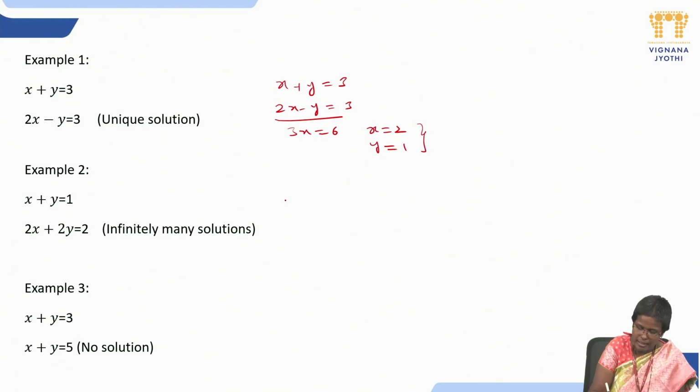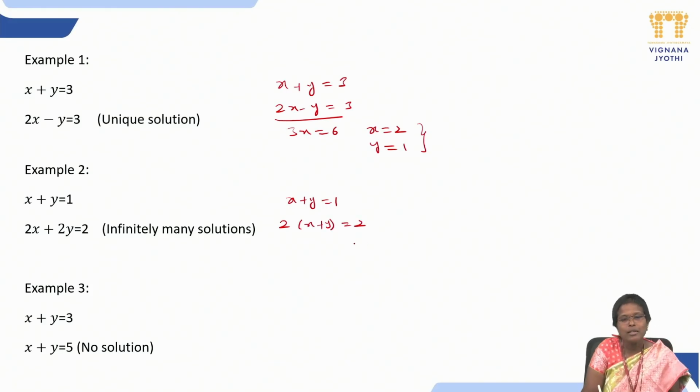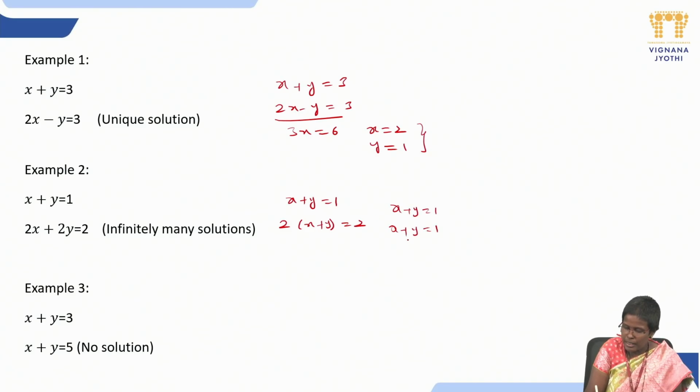This is one case. And if we come to this equation, x plus y equals 1, and if we take 2 common here, x plus y equals 2. Let us observe clearly: the first equation and the second equation represent the same thing. So the two equations are nothing but a single equation. If we solve this one, we get infinitely many solutions. We have only one equation even though we have two equations, because they are the same. In this case, the two lines are coinciding with each other. So we have infinite solutions.